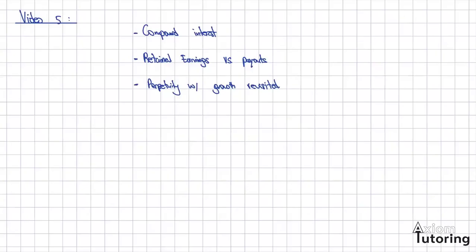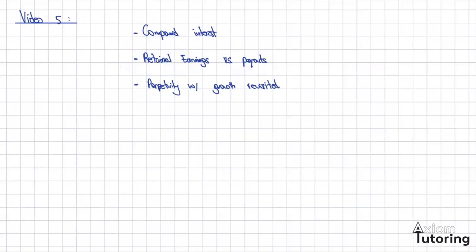So today I want to discuss three areas. I want to discuss compound interest. I want to discuss retained earnings versus payout, meaning when does it make sense for a firm to retain earnings versus pay it out? And then I want to come back to an evaluation model, which is perpetuity with growth, but I want to revisit in the light of what we're about to discuss.